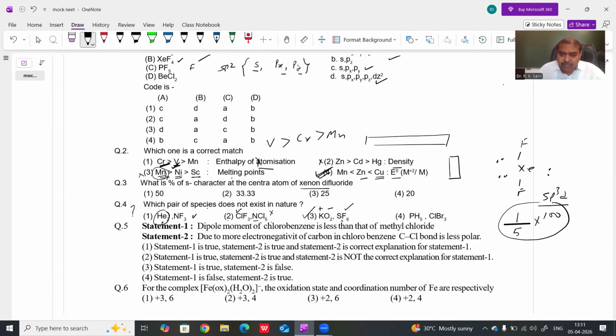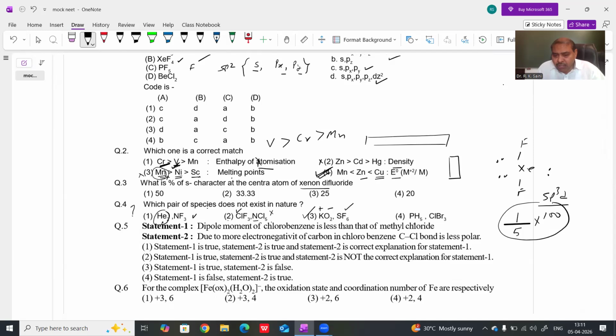SF6 also exists because sulfur is a third period element and has 6 electrons in its outermost shell, and hence it can expand its octet with more electronegative elements like fluorine and oxygen. Therefore, both species in option third exist in nature.